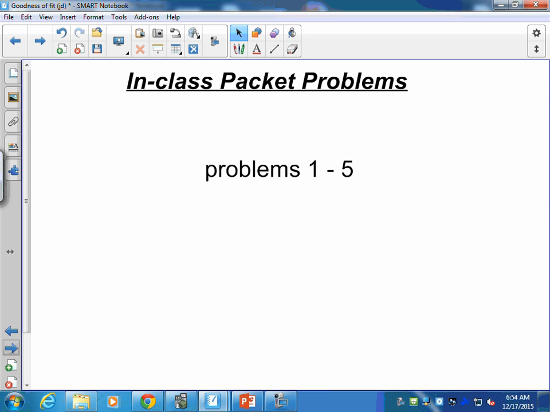If you want some extra practice besides your Schoology assessment, in-class packet problems 1 through 5 are all chi-square goodness of fit tests.